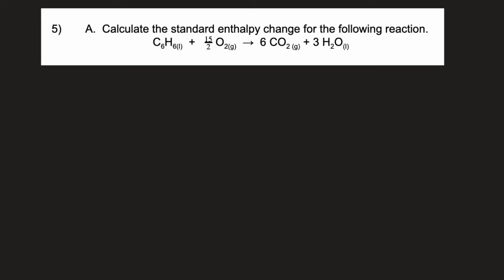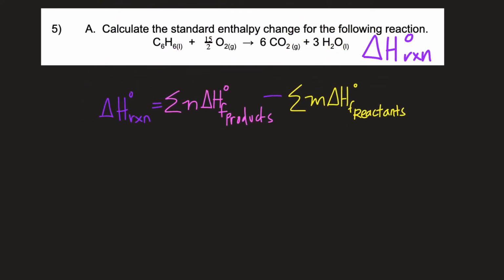In this example, we're going to be calculating the standard enthalpy change, that's delta H naught, the naught meaning it's at standard conditions, for the reaction of the combustion of C6H6. And in order to do that, we'll use this equation.